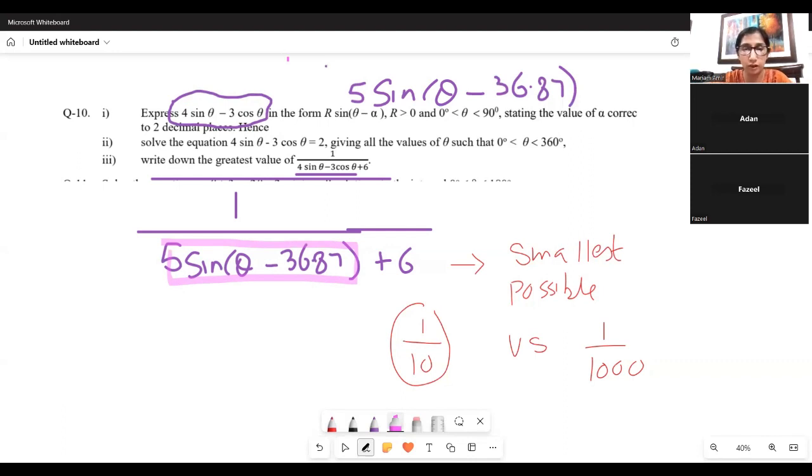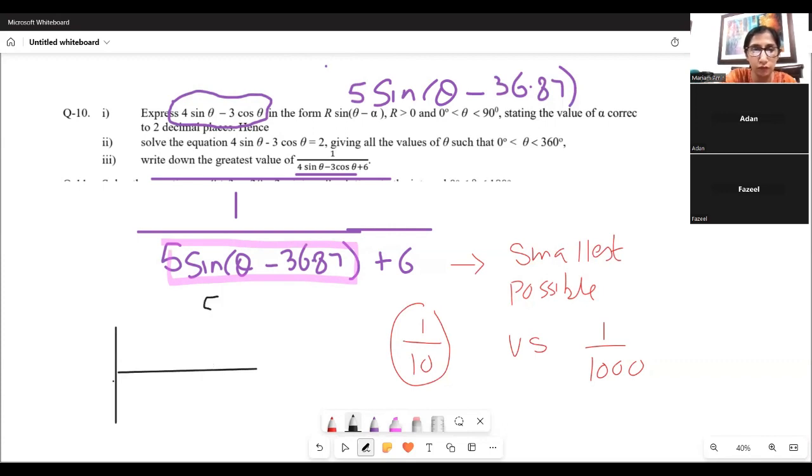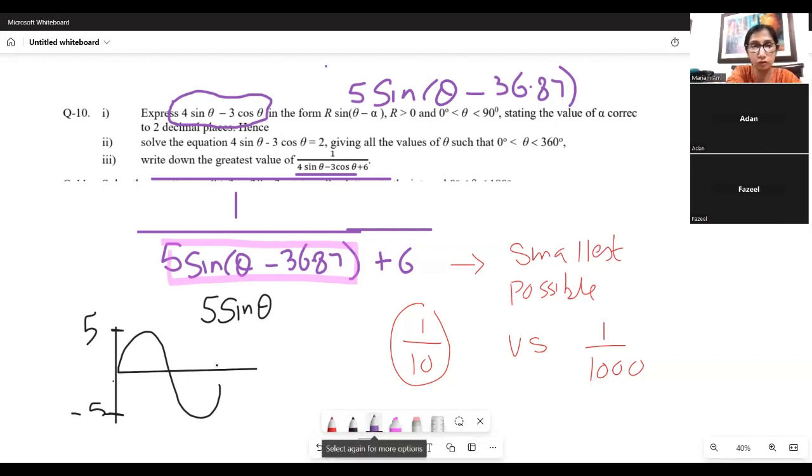अब इसकी smallest possible value क्या होगी? If I roughly sketch this graph, it's going to be a very rough sketch. वैसे वो translate हो रहा है x-axis पे right की तरफ, but I'm just going to plot the graph for 5 sine theta. What does the graph look like? It goes from 5 till minus 5. It will be slightly shifted because of the minus 36.87, but we can just ignore that because we just need the magnitude. We need the smallest possible value on this curve, which is going to be minus 5. So you're going to take the smallest value of this expression, which is minus 5.